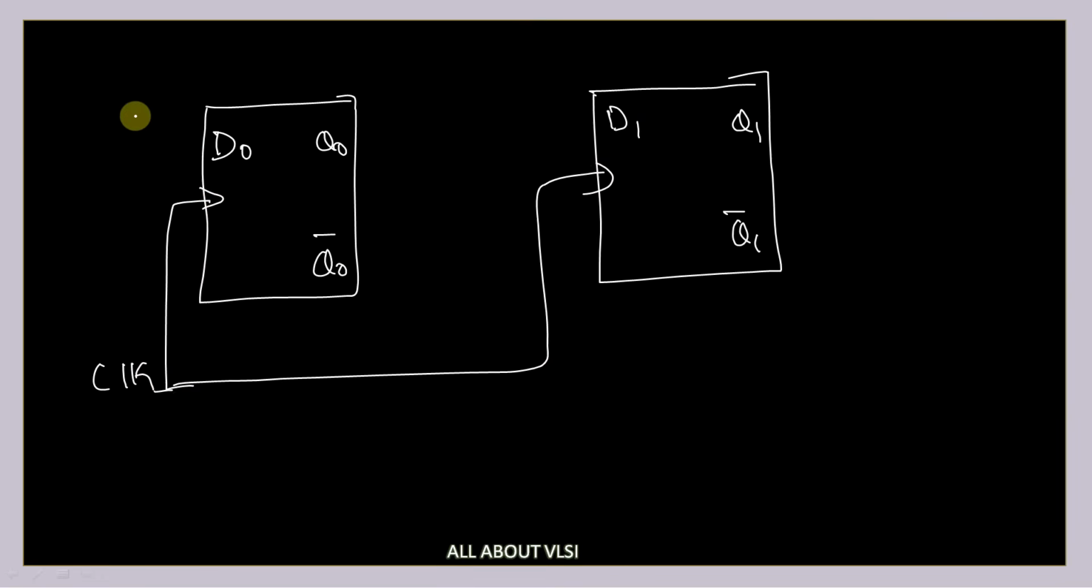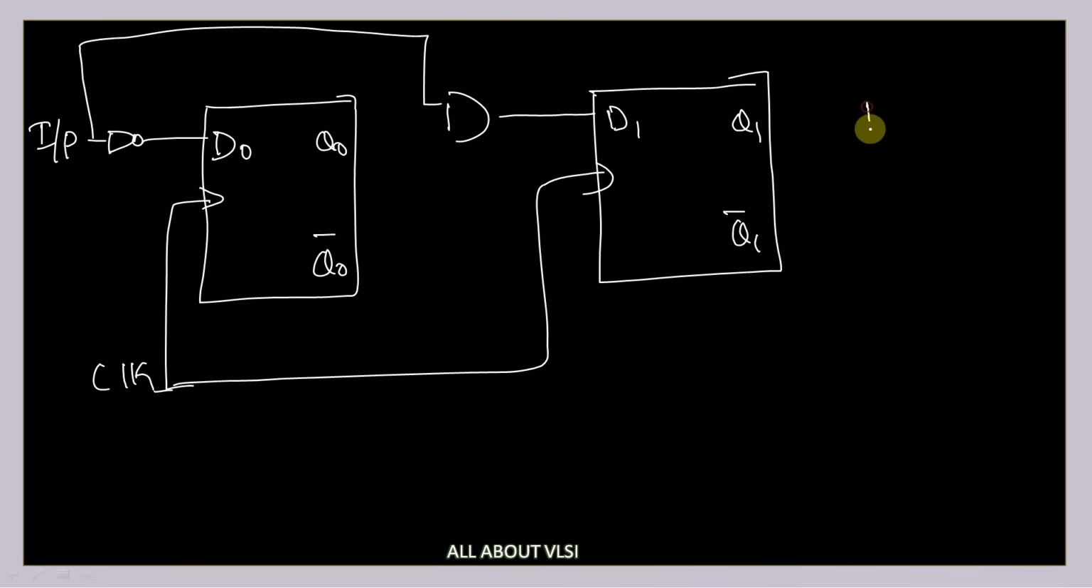And for D0, I'm going to provide my input from this NOT gate, and for D1 I'm going to provide the output of this AND gate, and directly from here I'm going to provide the input to this, and here I'm going to get my output, and this output is being fed from here and from here. So this is how your circuit is going to look.